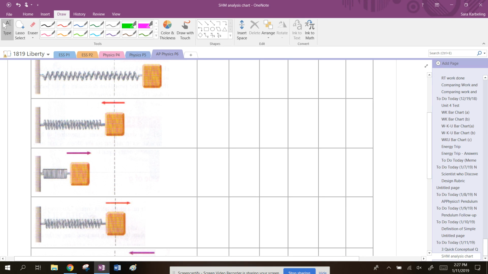Yeah. And then it's not going to stop there because it's moving. And if an object is moving, it's going to keep moving until what? Until it doesn't move. Why would it not move? Why would it change its motion? It's acted on by a force, right?